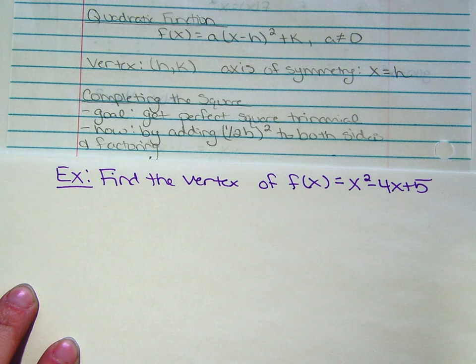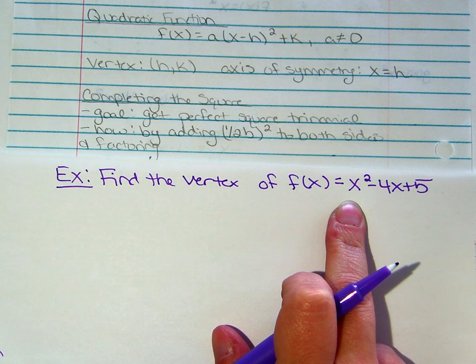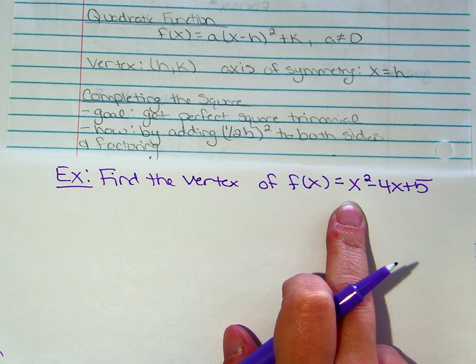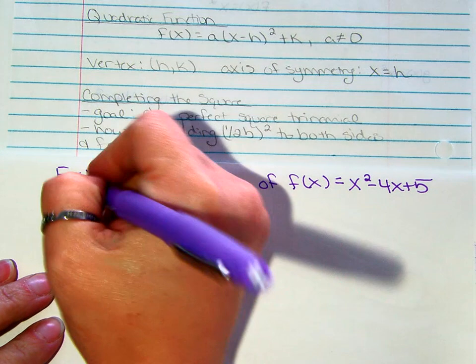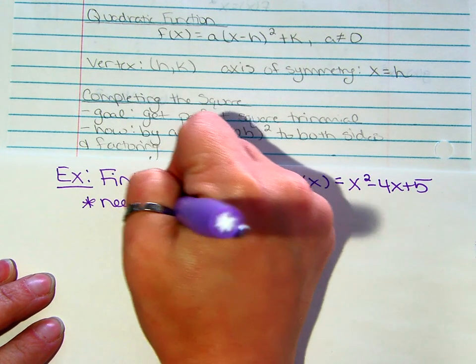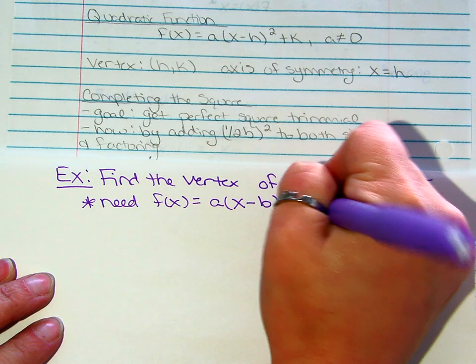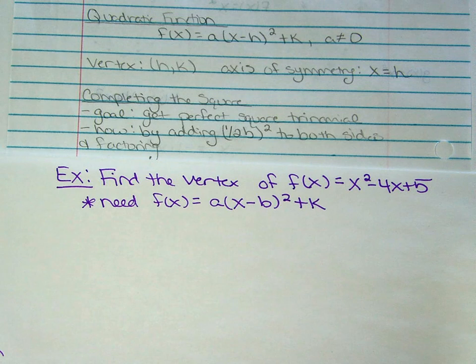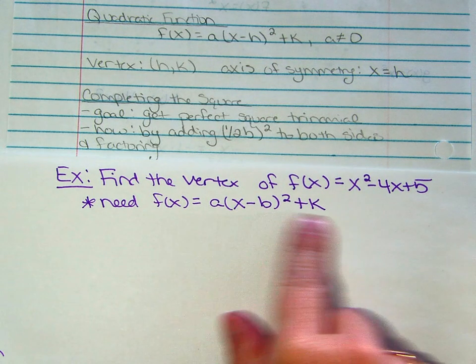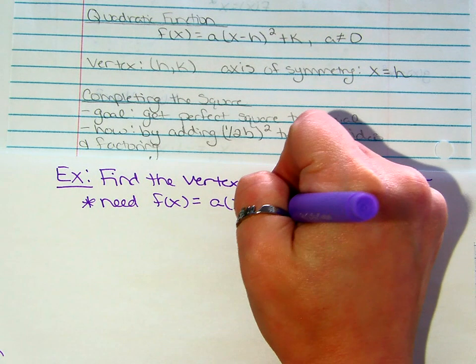This is a quadratic function, but it is written in the form of ax squared plus bx plus c. That is not what we need. We need this to look like f of x equals a times x minus h squared plus k. This is our goal. If we can write this in this format, the h, k is my vertex, and I'm done.